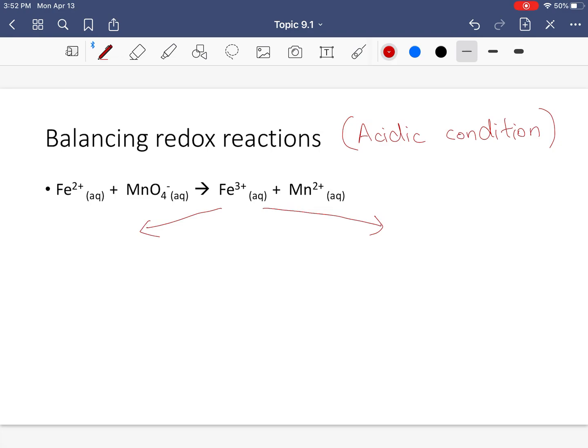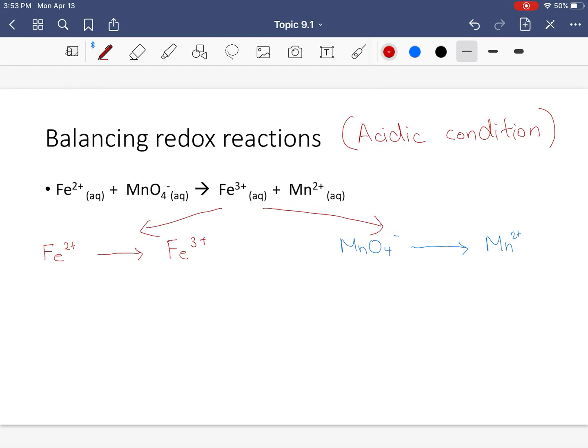Now to do that, it's simple. You consistently keep these elements consistent. You know what I mean. Iron reacts to become iron. You won't have iron react to give you Mn2+. That makes no sense. And for the other half reaction, we have MnO4- going on to become Mn2+. Don't worry about the oxygen yet. We'll take care of the oxygen. Don't worry about that for now.